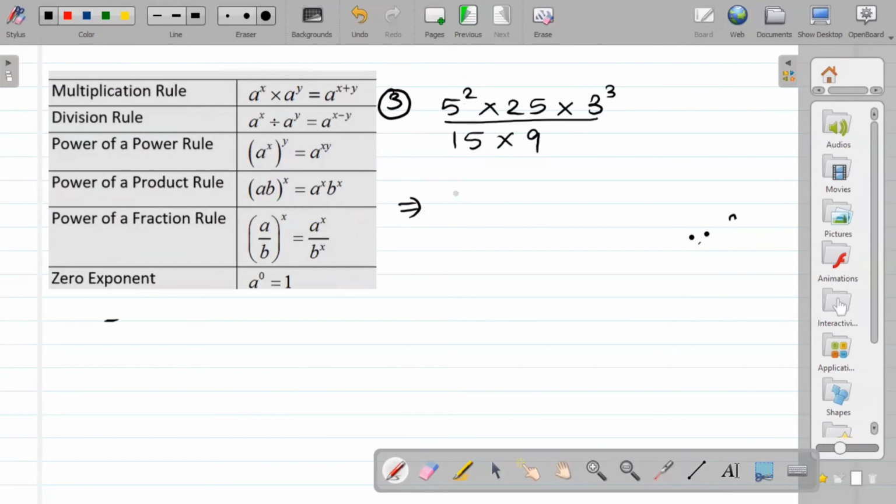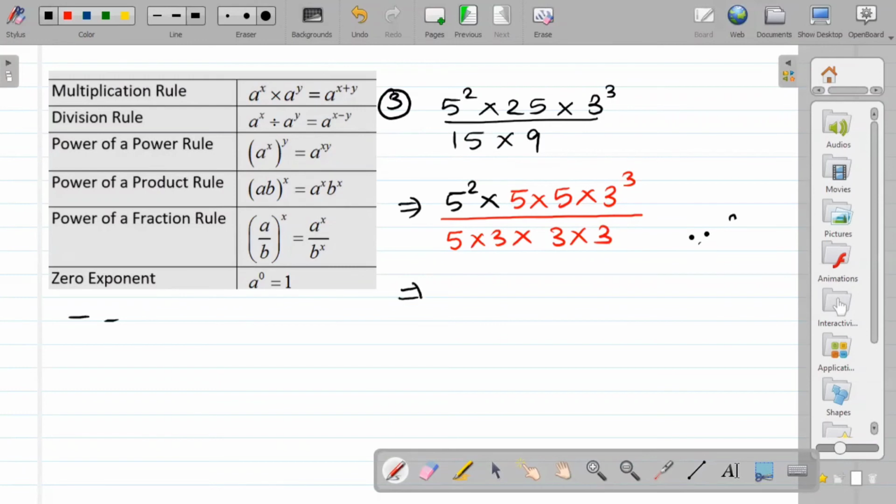5 square will be as it is. Now, 25. See, whatever kind of numbers are there, try to convert the number into its factor format. So 25 is nothing but 5 into 5. 3 cube will be as it is, divided by 15 is 5 into 3, and 9 is nothing but 3 into 3. Okay. Now, according to the laws, convert it.